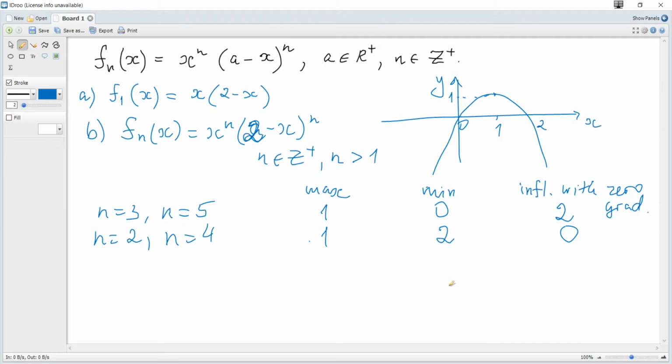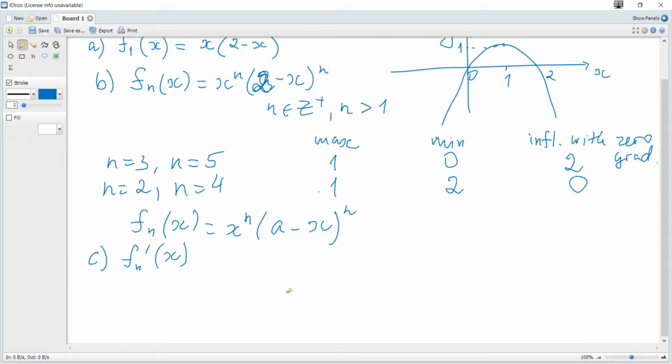The next. Now consider fn of x is x to the power of n times (a minus x) to the power of n, where a is positive real, n is positive integer, n is greater than 1. C, show that the derivative of the given function is equal to the stated expression. So we need to find the derivative, and the answer is given, 5 marks, and for the previous it was 6 marks.